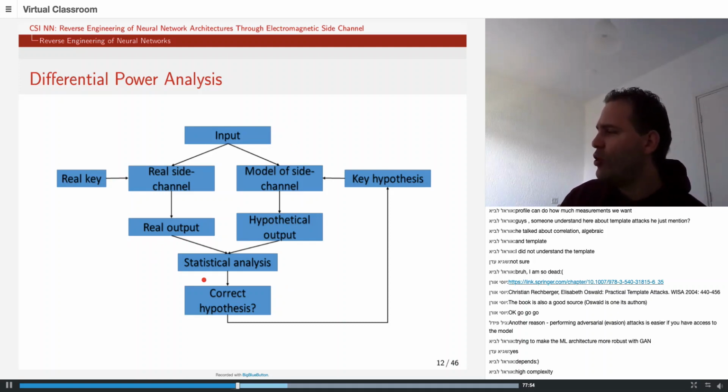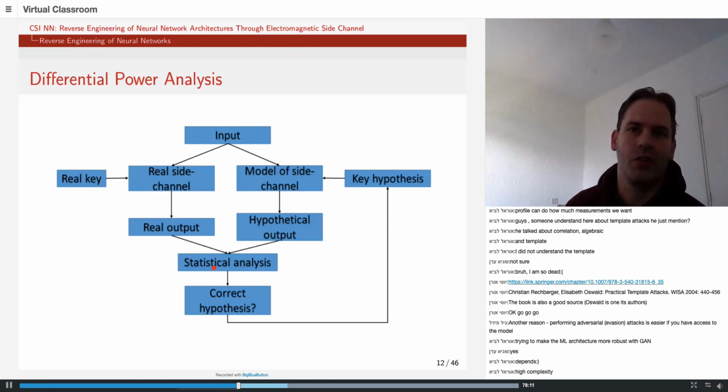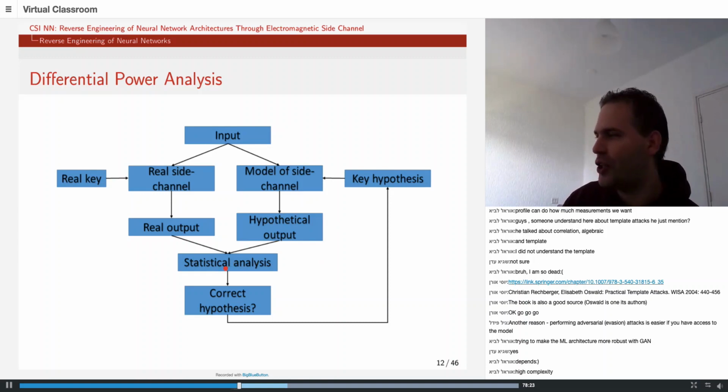Now, you can do this kind of statistical analysis in many different ways. For instance, if you do the analysis with difference of means, this is what most people call differential power analysis or differential EM analysis. If you use, for instance, Pearson correlation, then this kind of attack would be called CPA, or correlation power analysis. This is just to explain. Here you would use Pearson correlation, and this is what we are using in this work. So in essence, our attack is CPA or SEMA, however you want to look at it.